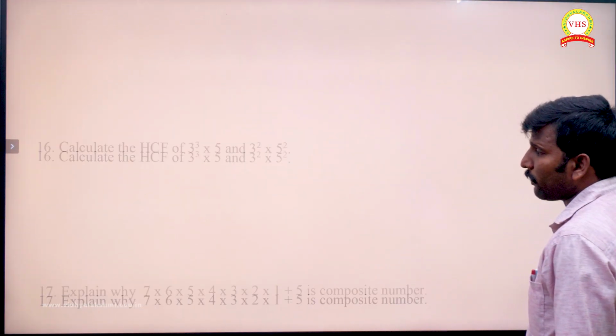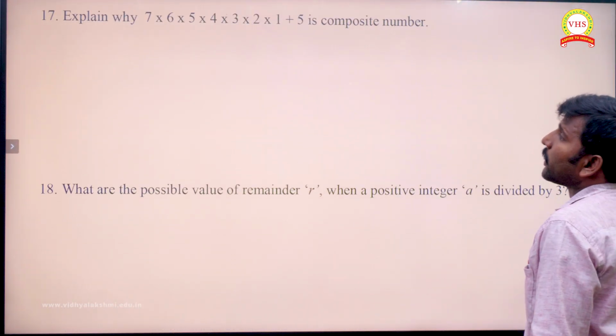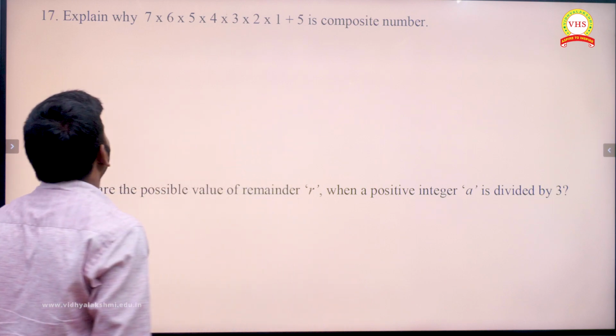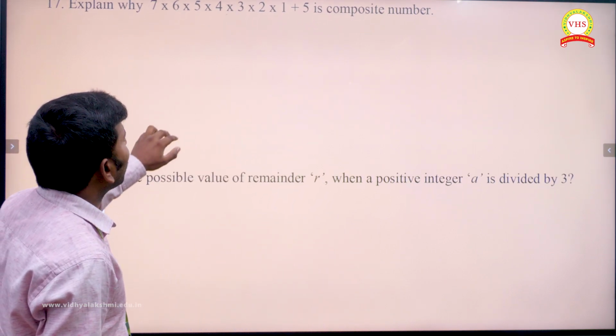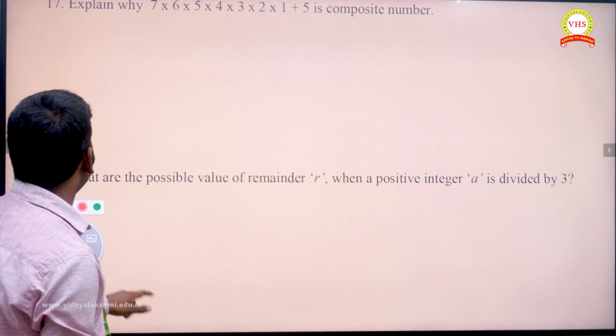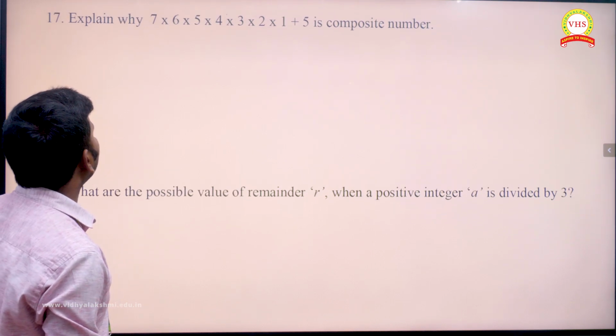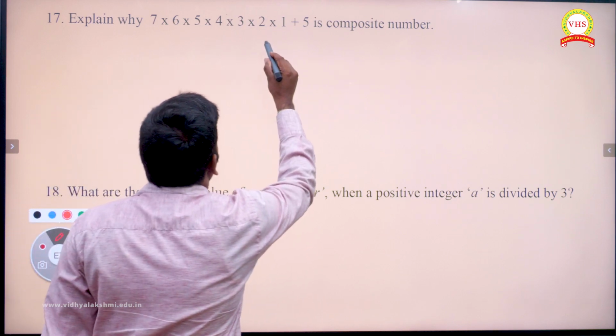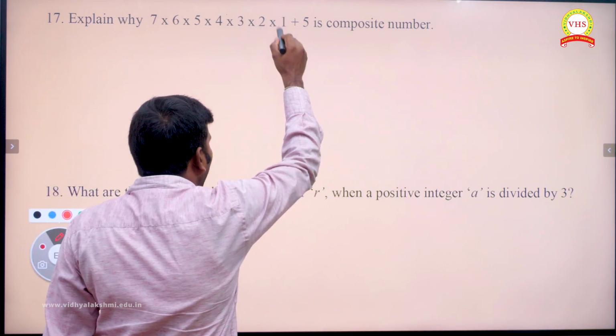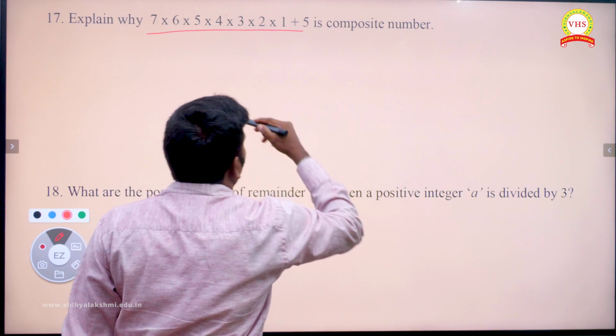16th we will go. 16th, what they are given? Explain why this number is a composite number, they are asking. Here 7 into 6 into 5 into 4 into 3 into 2 into 1 plus 5 is given. This number we have to take.